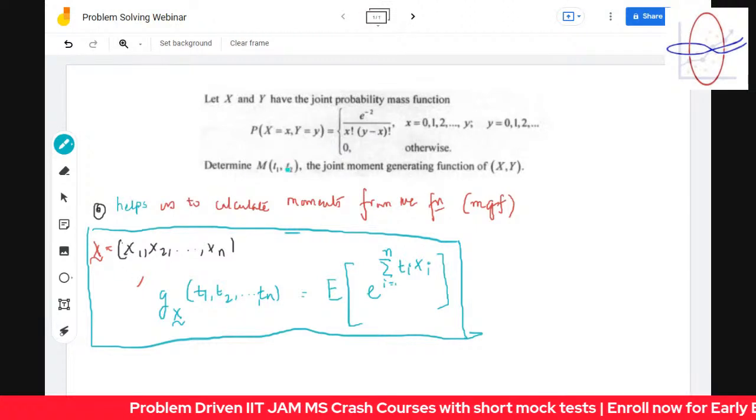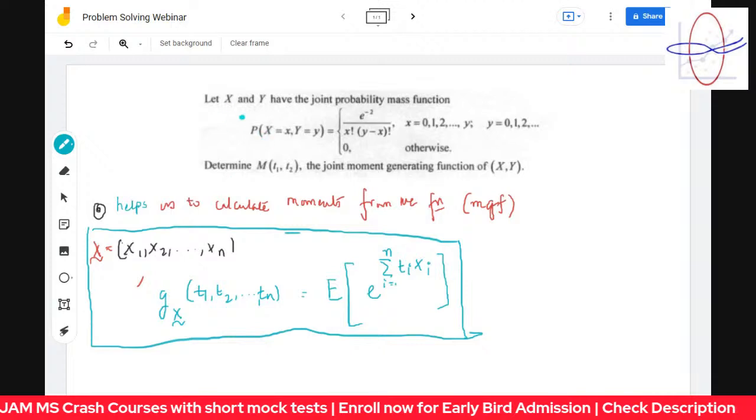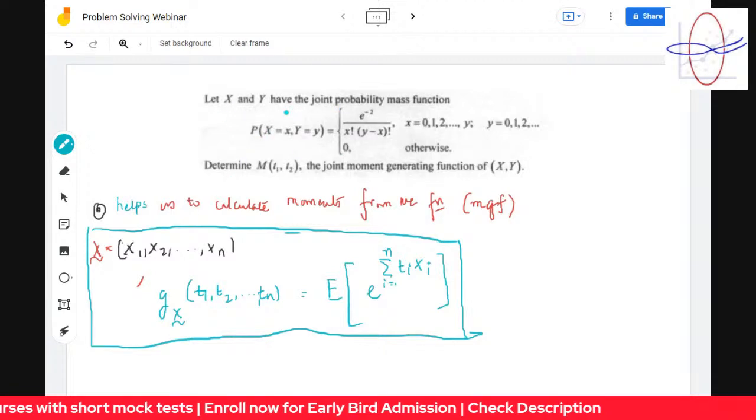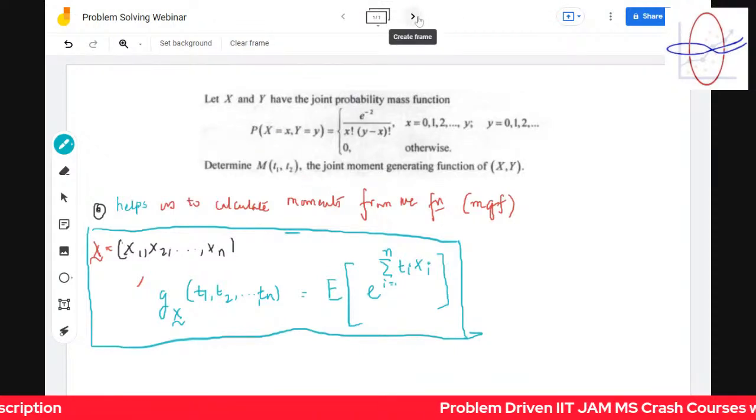So here, determine M(t1, t2), where the joint PDF is given. Let's try to calculate it. It's a past IIT JAM problem. So how can we calculate the joint moment generating function of these 2 random variables X comma Y?